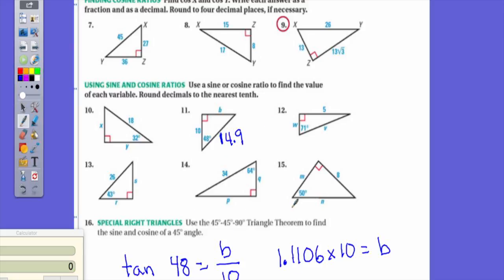So, when I multiply by 10, I get 11.1, correct? We got it?